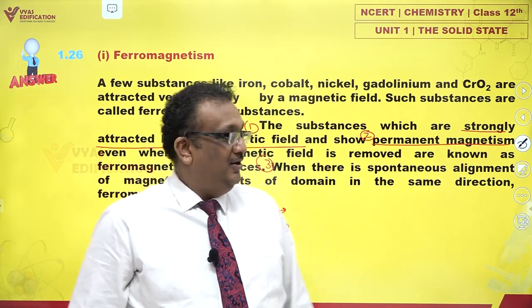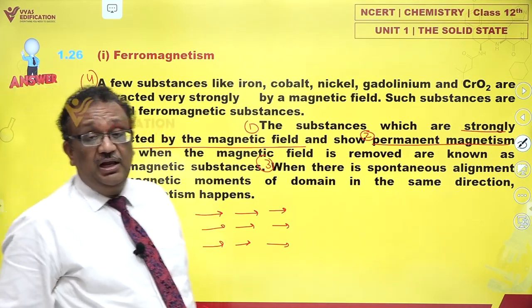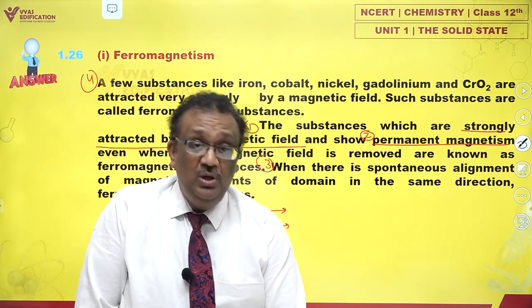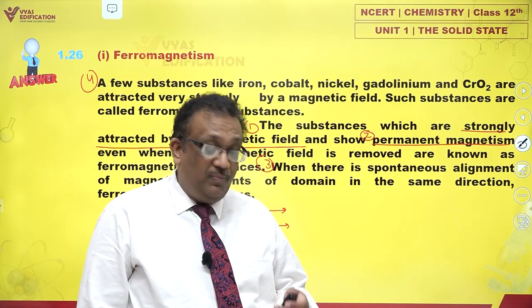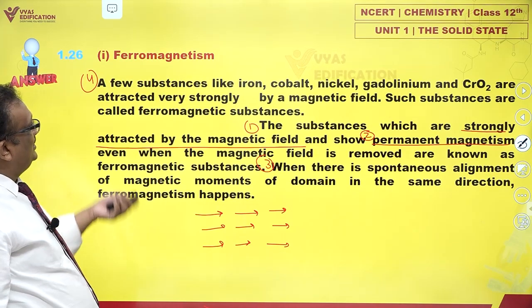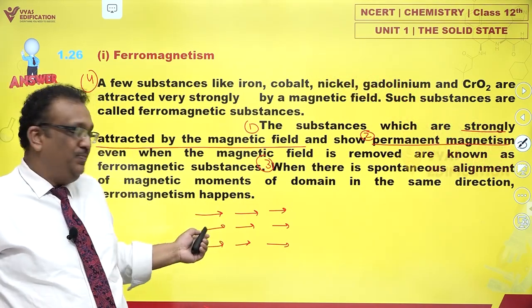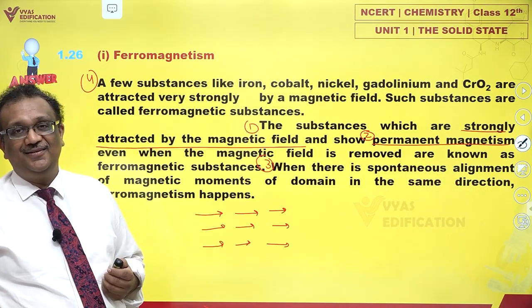Do we have any example? Yes, we have examples. Iron, cobalt, nickel, gadolinium, CrO2. These are substances which can be used for making permanent magnets. So there are 4 points. In a 2 marks question on ferromagnetism, you could write a note like this and you could draw also. These are the directions of domains.